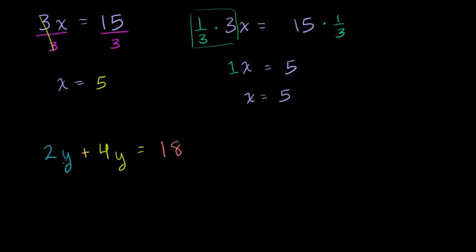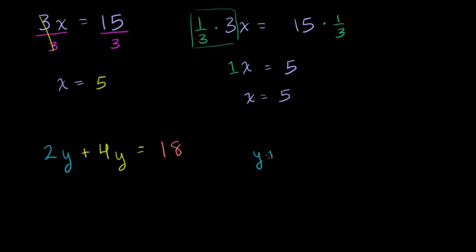You could try them. I say, well, if y was 1, it would be 2 times 1 plus 4 times 1. Well, that doesn't work. But let's think about how to do it systematically. You could keep guessing, and you might eventually get the answer. But how do you do this systematically? Let's visualize it. So if I have 2 y's, what does that mean? It literally means I have two y's added to each other.